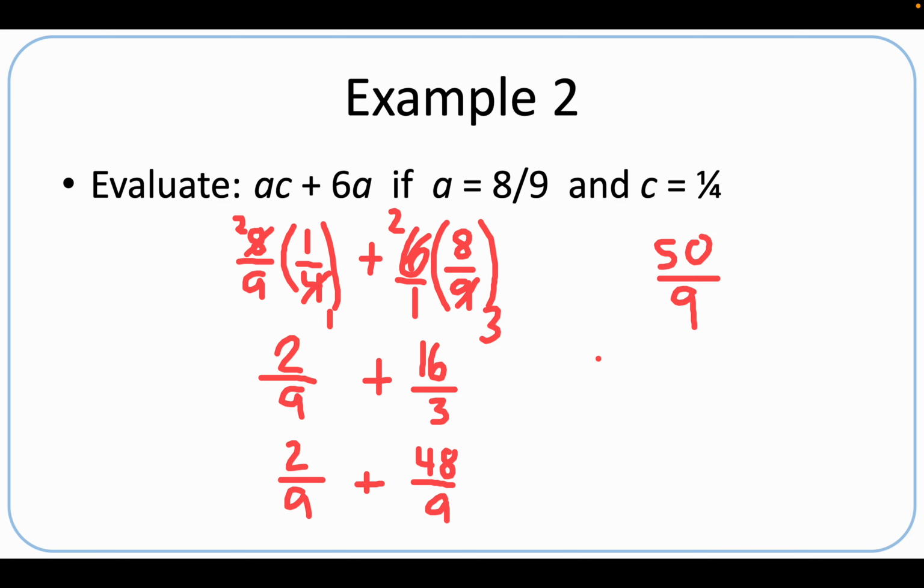And we want to simplify, so put this as a mixed number. 9 goes into 50 5 times. 5 times 9 is 45. And that means we have a remainder of 5. So 5 and 5 ninths is our final answer.